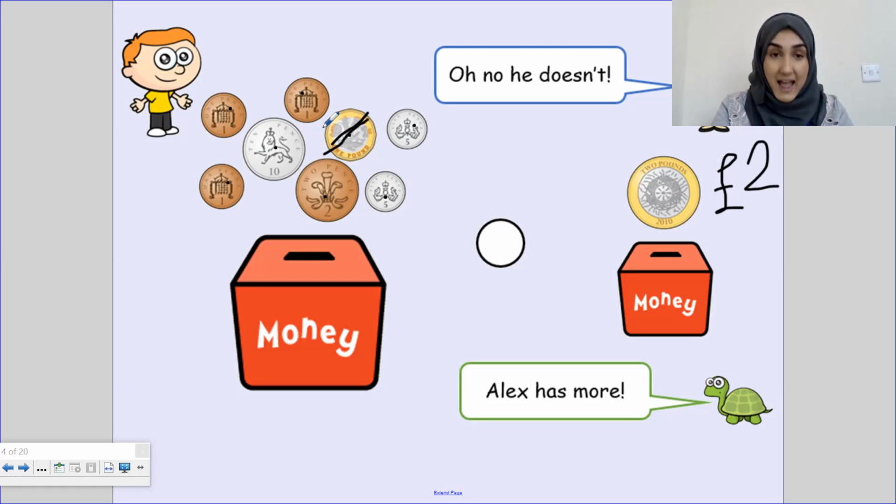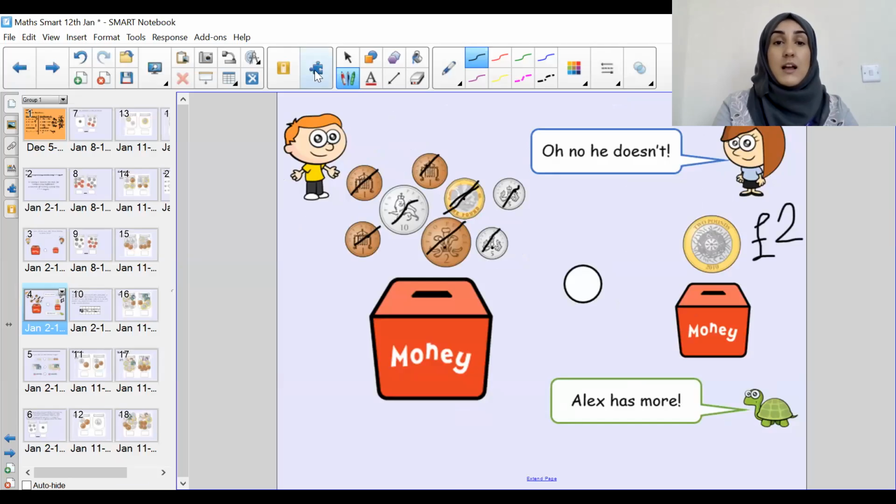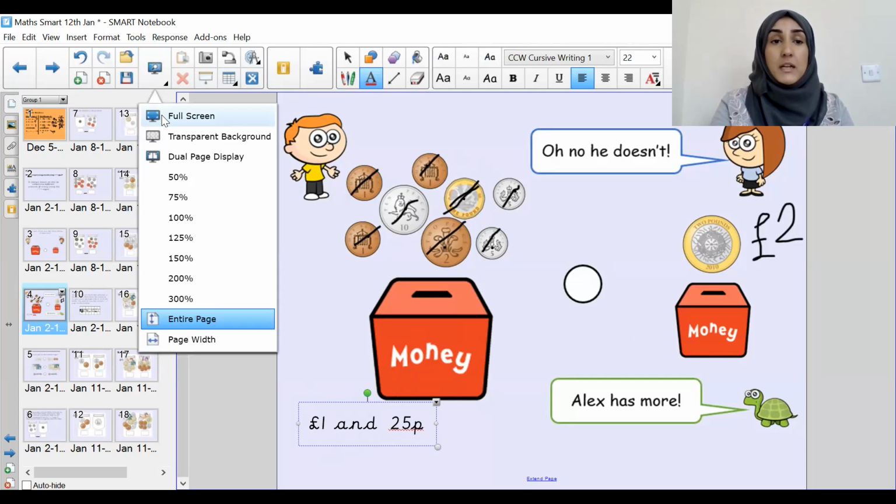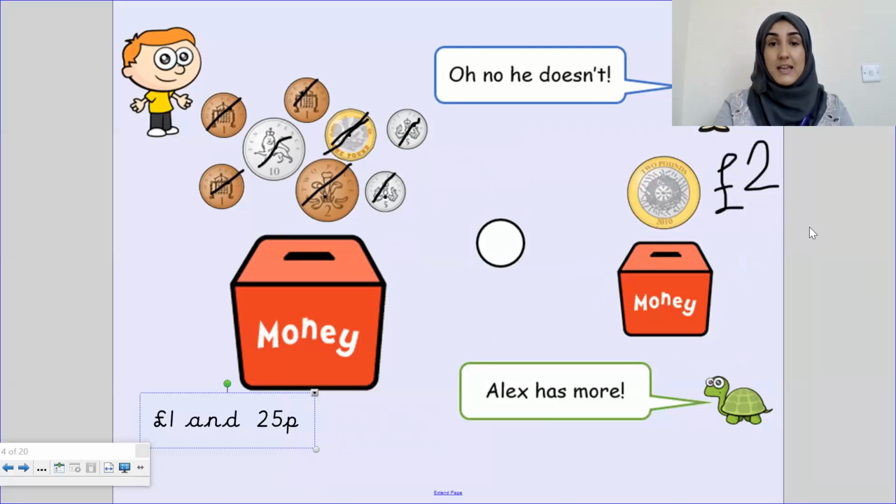Got £1 and I've got 10. Add on 5 more, 15. Add on 5 more, 20. Add on 2 more pence, 22, 23, 24, and 25. So our lovely Alex over here has £1 and 25 pence. So who has more money?